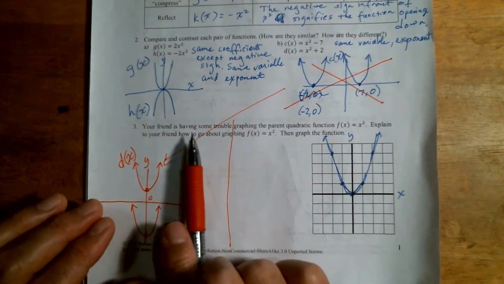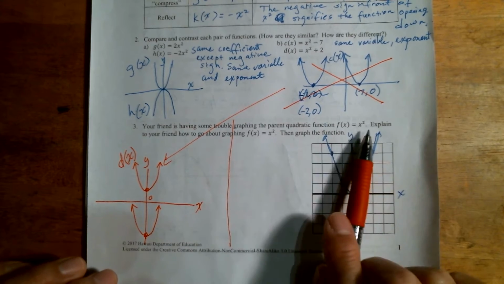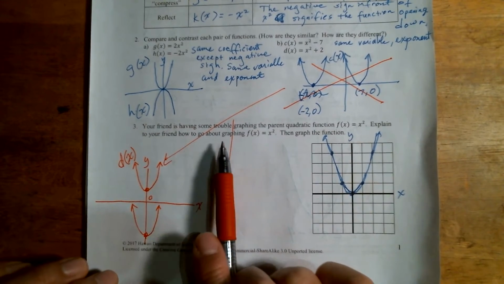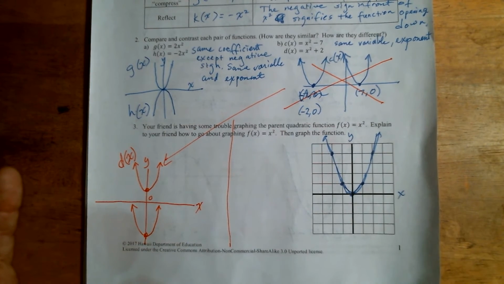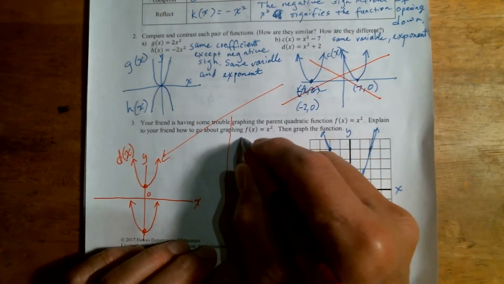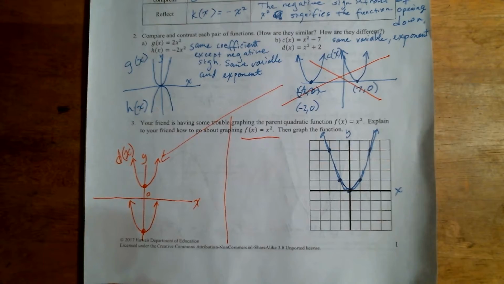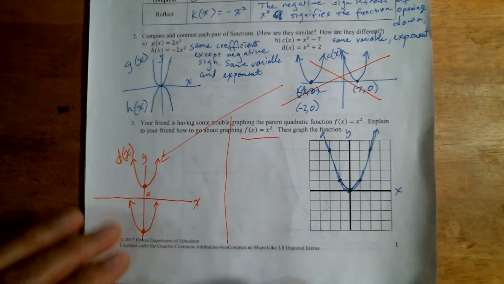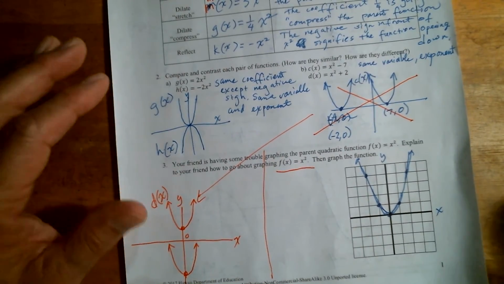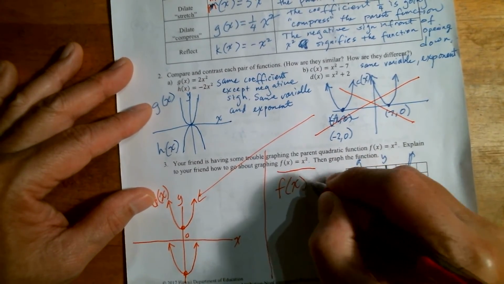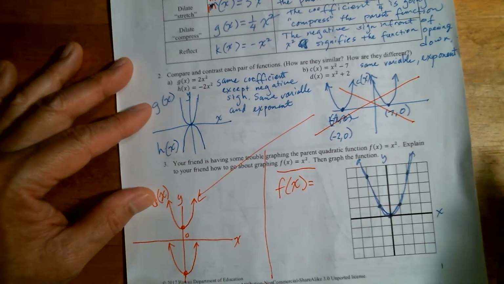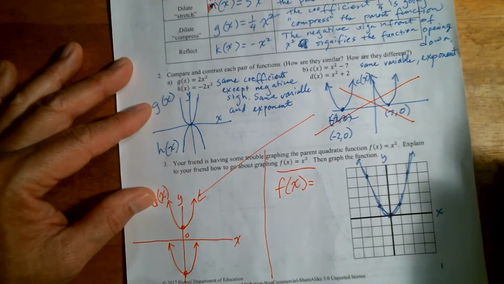Your friend is having trouble graphing the parent function. Explain to your friend how to go about graphing f of x equals x squared. Then graph the function. Well, the parent function is exactly this: f of x equals x squared. How do you graph it? Well, this is what I do. I make a little table.